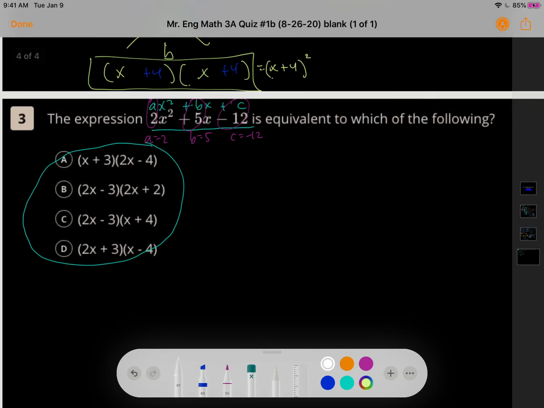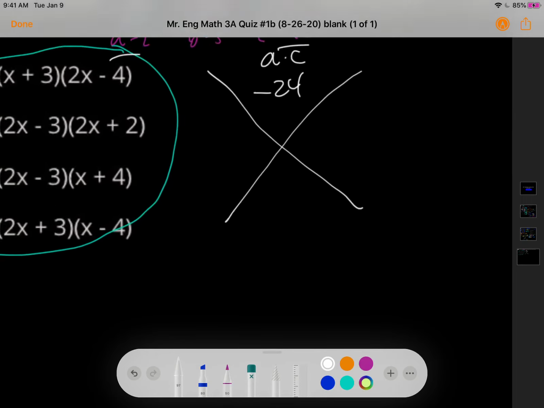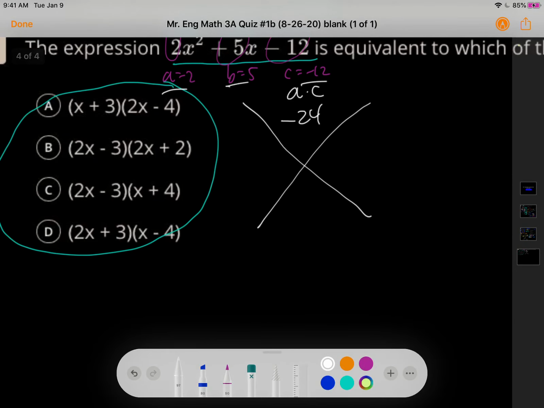So we're going to do our x method. A times c, be careful, a is 2 and c is negative 12, so this would be negative 24. And then your b value goes down here, which is a 5. Question, what two numbers multiply to be negative 24? Multiply, or a fancy word is product, and then their sums, those two numbers add to be 5.